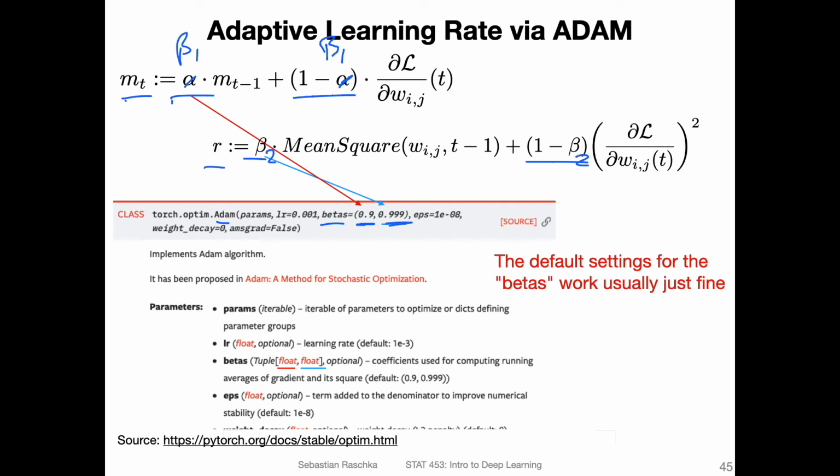Personally, I never change these. It usually works well for me just keeping them as they are by default. And also in many papers, when you read deep learning papers, almost no one changes these parameters. They always say they use the default parameters because they usually work pretty well in practice.